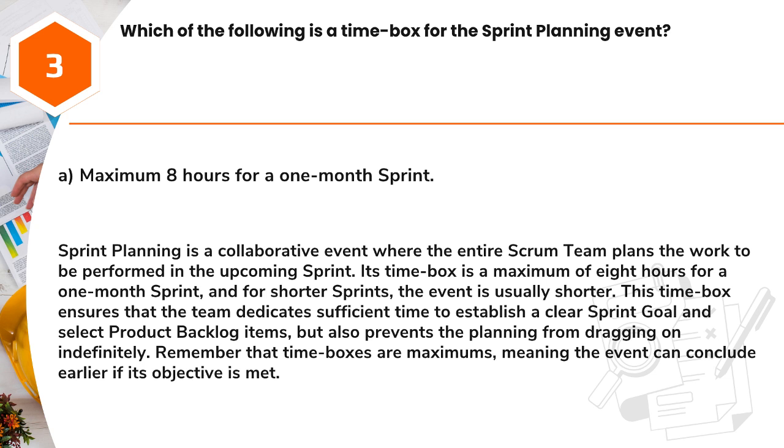Sprint planning is a collaborative event where the entire Scrum team plans the work to be performed in the upcoming sprint. Its time box is a maximum of 8 hours for a 1-month sprint, and for shorter sprints, the event is usually shorter. This time box ensures that the team dedicates sufficient time to establish a clear sprint goal and select product backlog items, but also prevents the planning from dragging on indefinitely. Remember that time boxes are maximums, meaning the event can conclude earlier if its objective is met.